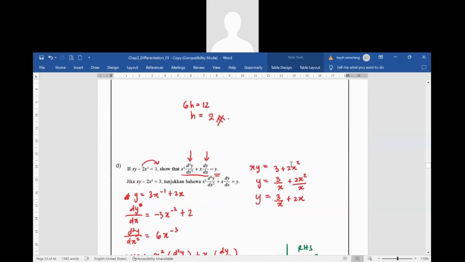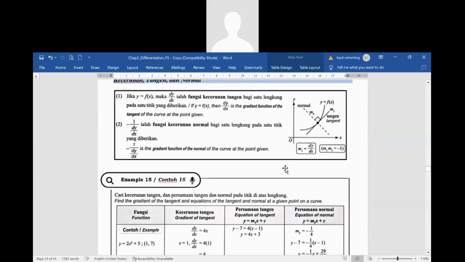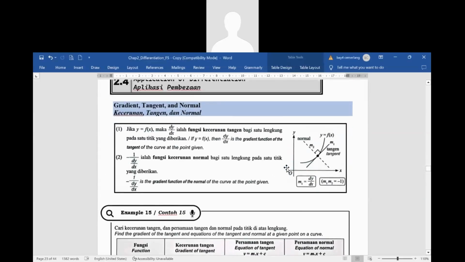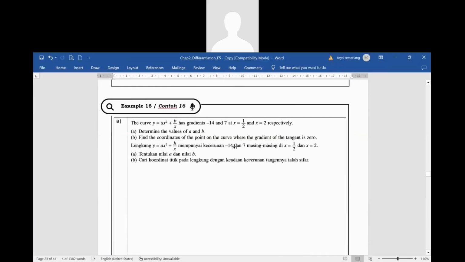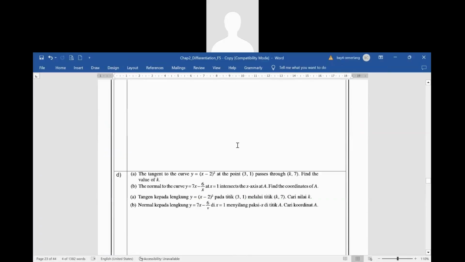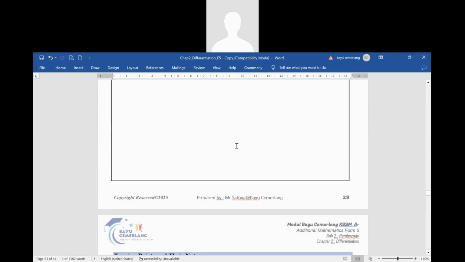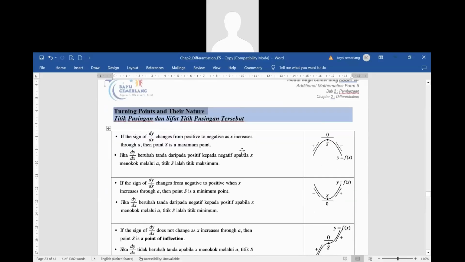Okay, now the boring part already over. Okay, now we want to enter application of differentiation. There are many different types of application of differentiation. I just want to let you know, the first thing we want to find the relationship between the gradient, tangent and normal. Once we are done with that, there are many questions but we will do only the important things. And then we will learn about turning point and their nature.